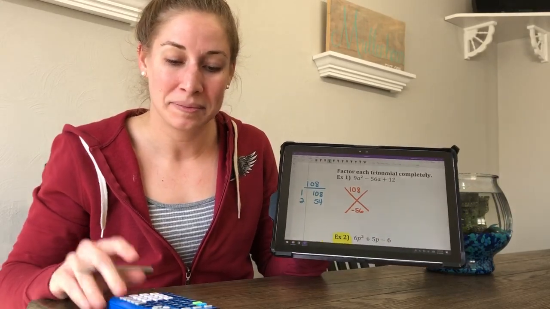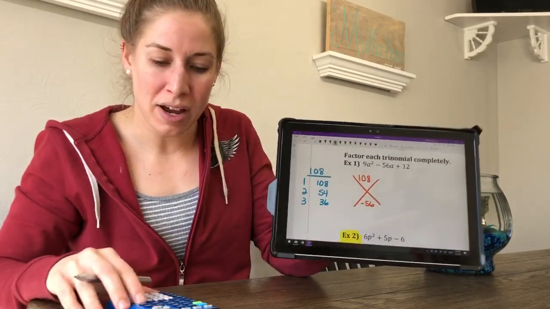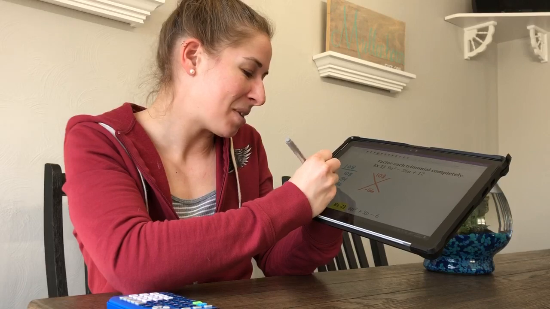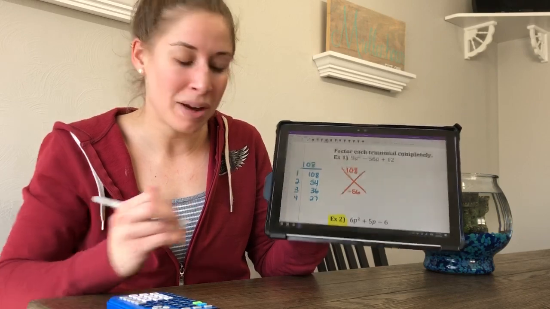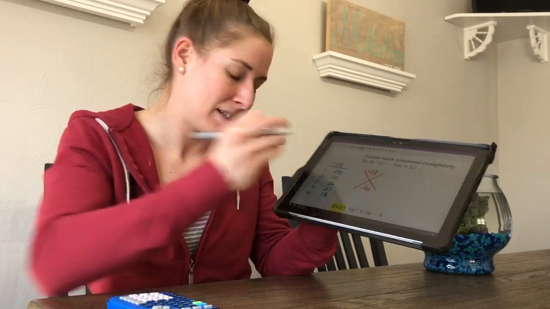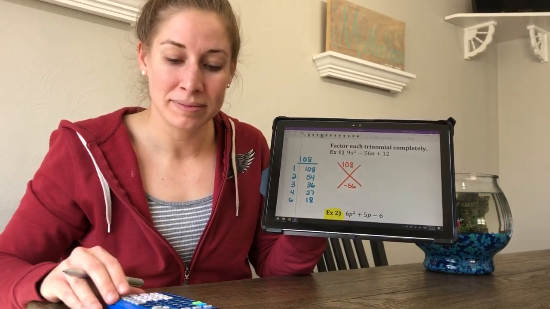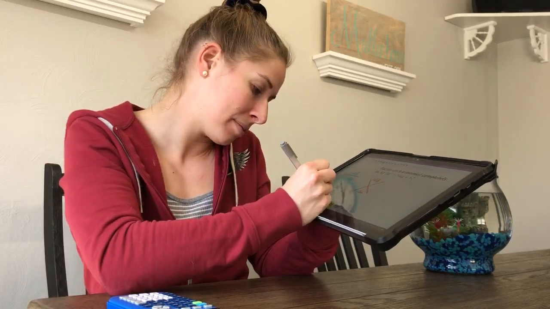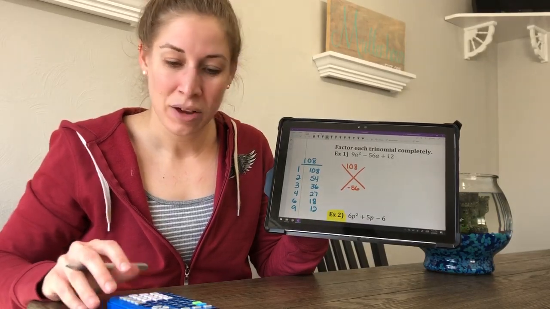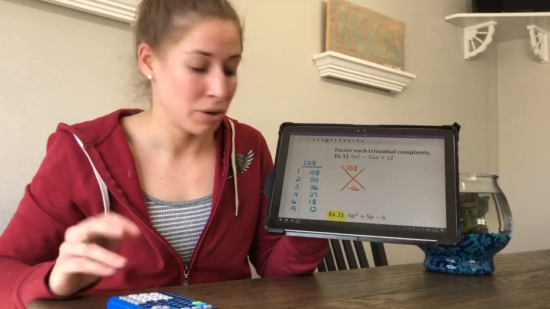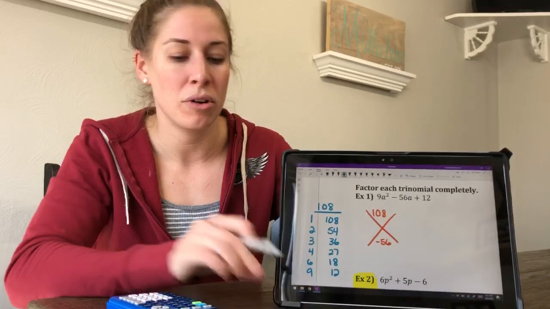108 divided by 3, 36. 108 divided by 4, 27. 108 divided by 5. 108 divided by 6, 18. 108 divided by 7. 108 divided by 9, 12. 108 divided by 10. 108 divided by 11. 108 divided by 12. Okay, so we're done. That's our entire list of factors of 108.